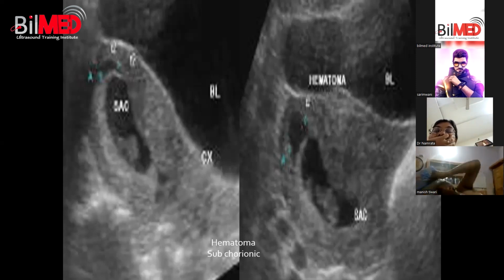So again repeating, C for the chorion frondosum, and if the hematoma is at the level of the placental site, that is more dangerous. See to the camera. That is more dangerous than if it is away from the placental site.